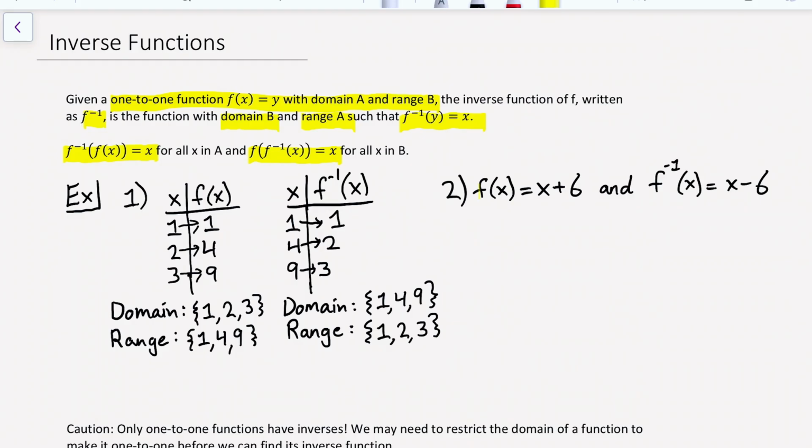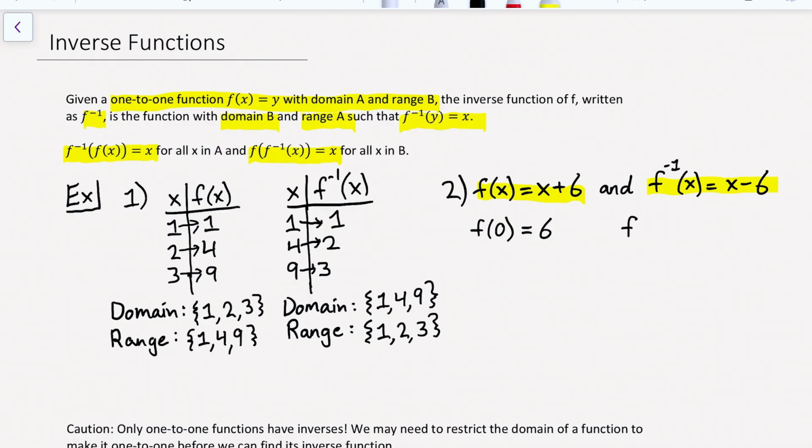Here's a second example written in equation form. We have a function x plus 6, and we have an inverse function defined as x minus 6. Let's convince ourselves that these are actually inverses of each other by looking at a couple of points. So let's say you have f of 0. f of 0 equals 6. We can observe that simply by plugging it in to the original function.